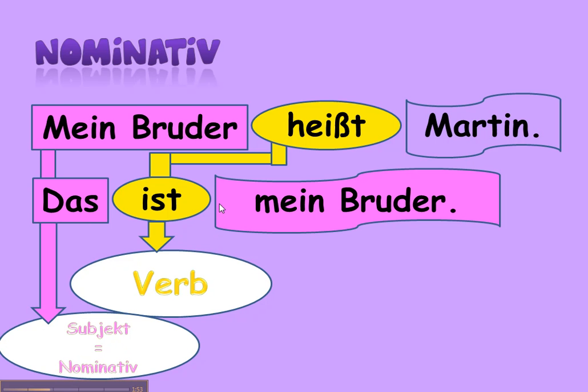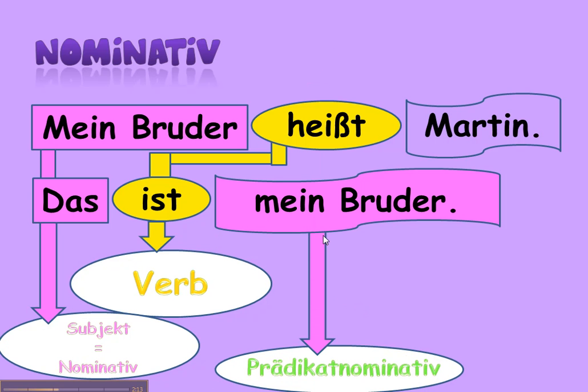Okay, but in the second sentence we also have mein Bruder here. Okay, and this is not our subject because das is our subject. But when the subject and the object are referring to the same thing, because das is the same thing as mein Bruder, then we call this part of the sentence the predicate nominative, das Prädikat Nominativ, which means that this part of the sentence would also be in the nominative. So far so good. Now let's take a look at the Akkusativ.